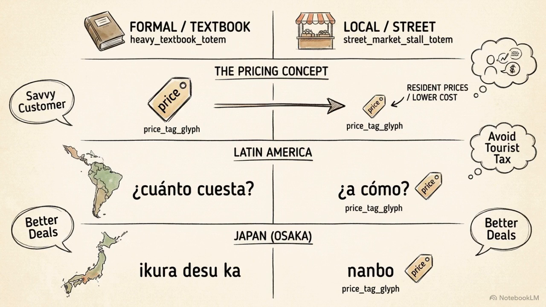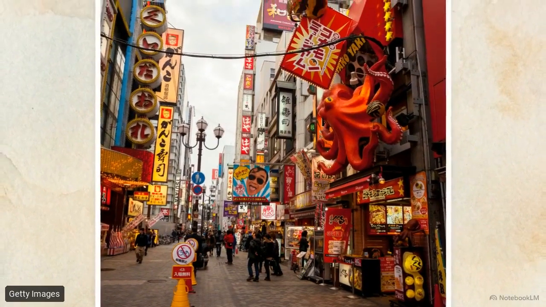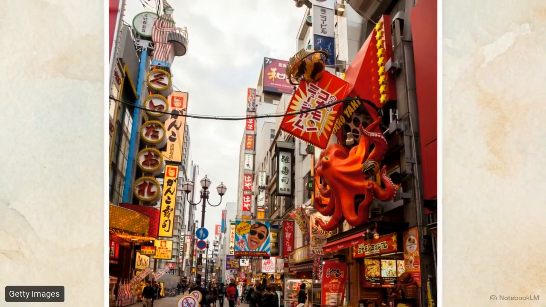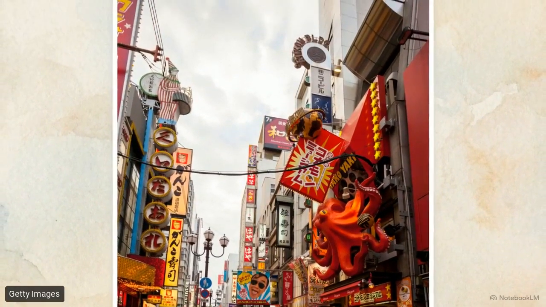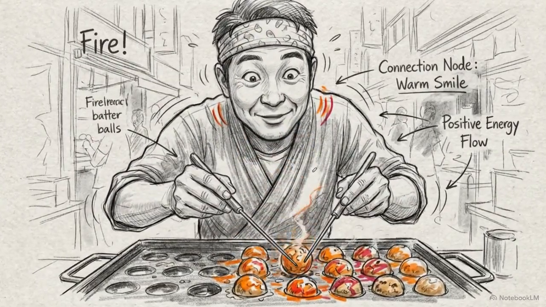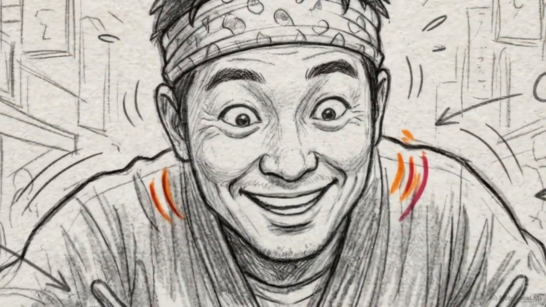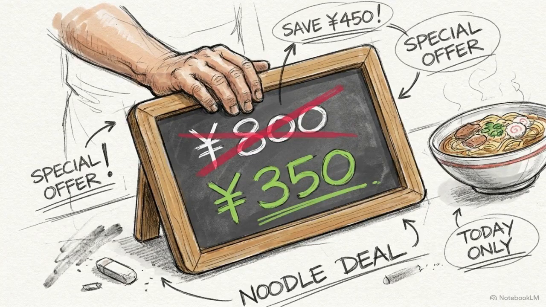The same dynamic exists in Asia. In Osaka, using the local nanbo instead of the standard ikura desu ka changes the interaction. Walk through Dotonbori in Osaka, and dropping a local nanbo lands perfectly within their vibrant vendor culture. Vendors hear the difference instantly. They know whether you are reciting from a generic phrasebook or if you have actually prepared for their specific city. Utilizing localized street phrases signals competence, which helps you secure resident prices instead of inflated tourist rates.